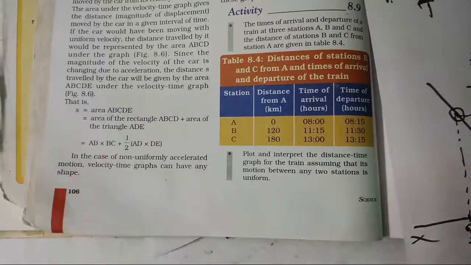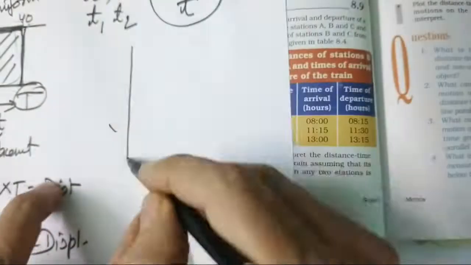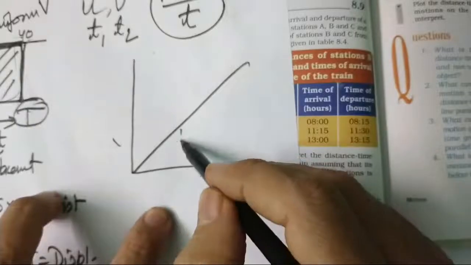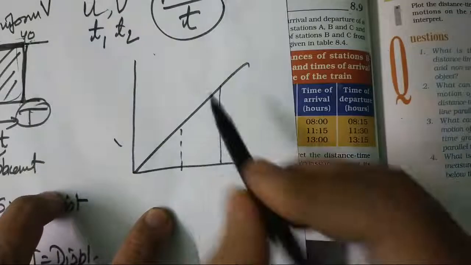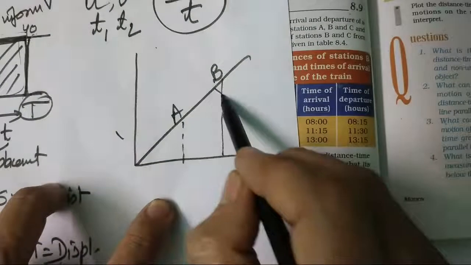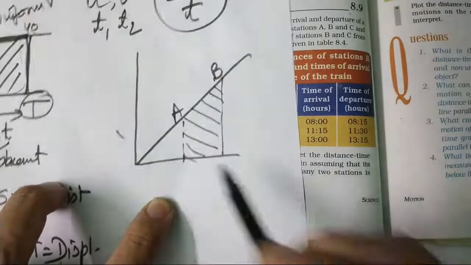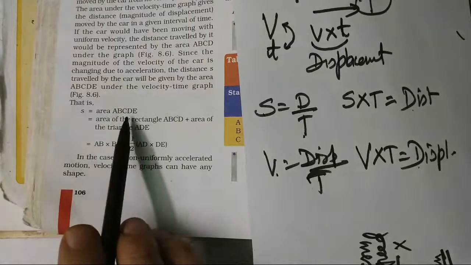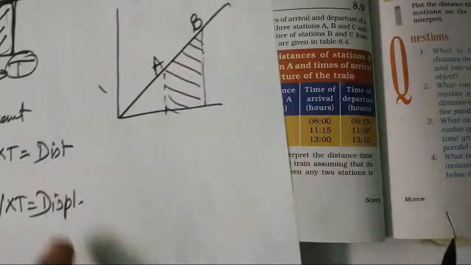So if you find the area of this graph, the graph is shown like this and there is a slope shown here. Then A and B are given. So if we find the area of this figure, it will give the area of the figure, and the area of this figure can be calculated.